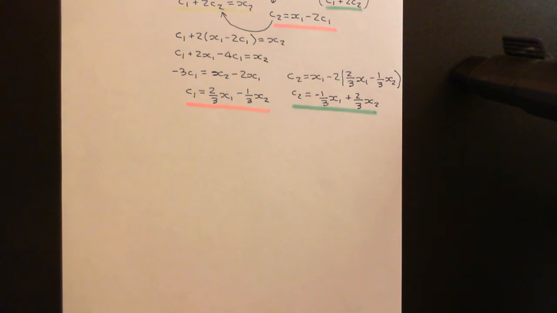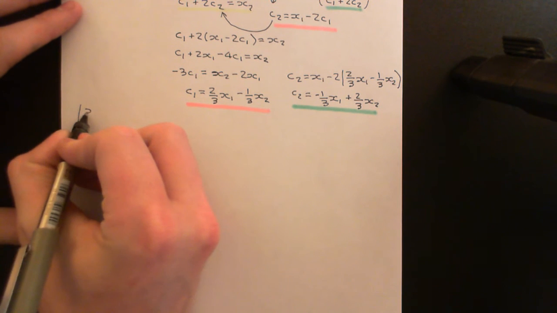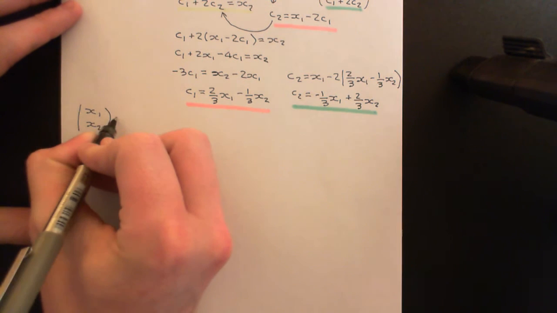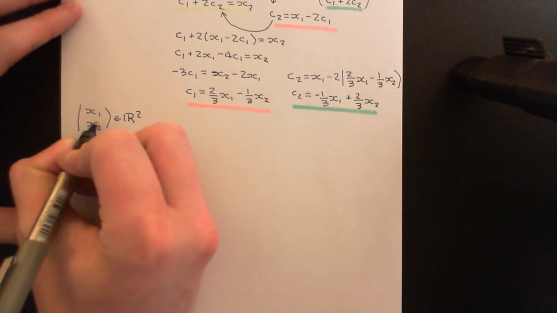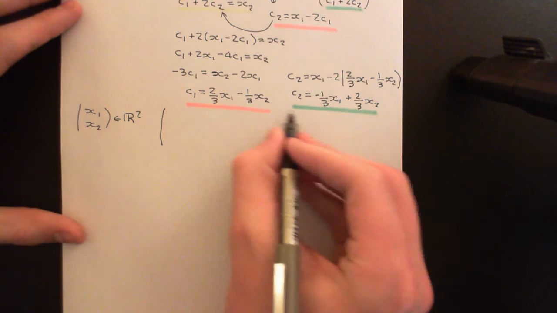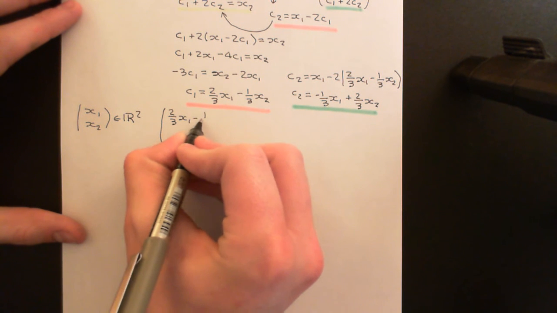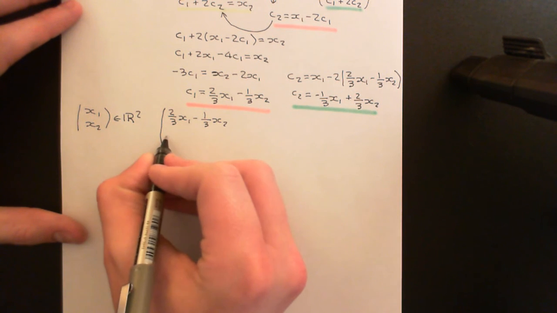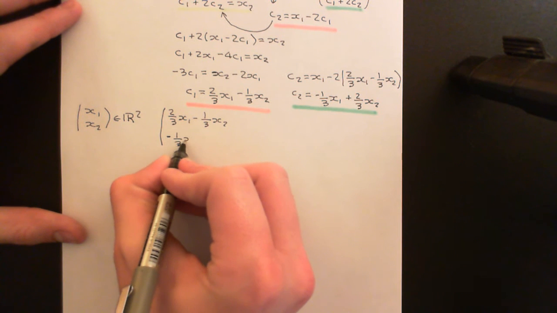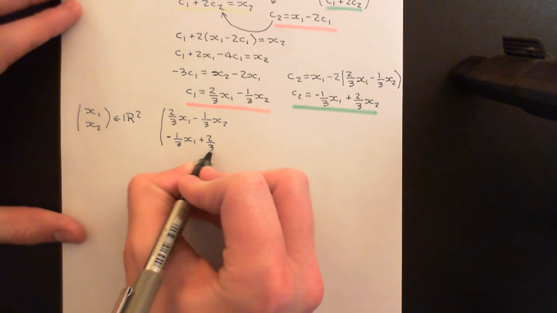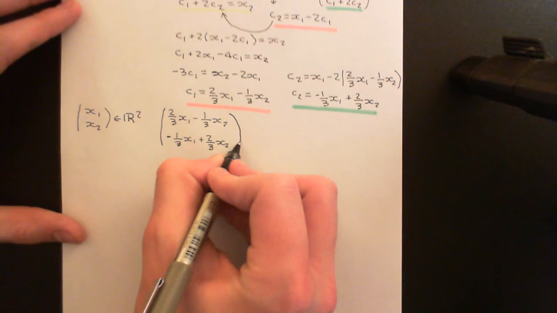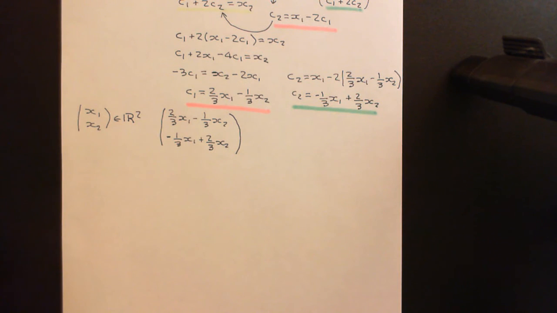So therefore, we have proven that the only linear combination of these two vectors which will give the 0 vector is indeed the trivial linear combination. So basically, any vector x1, x2, which is an element of R2, okay, so this is just a symbol in R2, its coordinates relative to this new basis will be 2/3 x1 minus 1/3 x2, and then its second coordinate will be -1/3 x1 plus 2/3 x2. So this is its new coordinate with respect to this new basis.